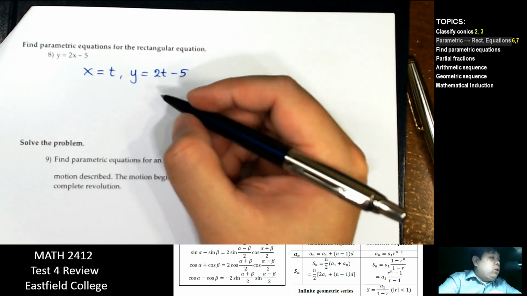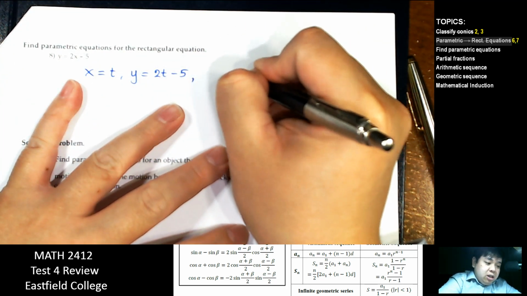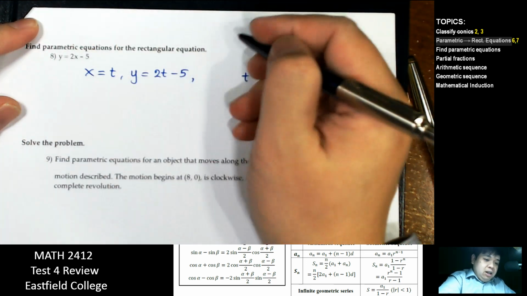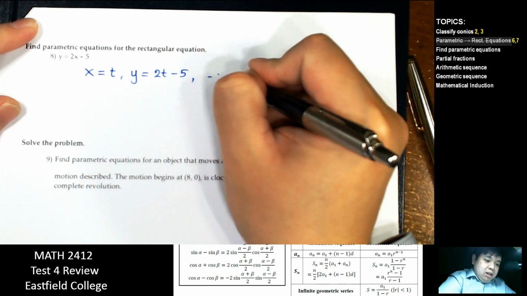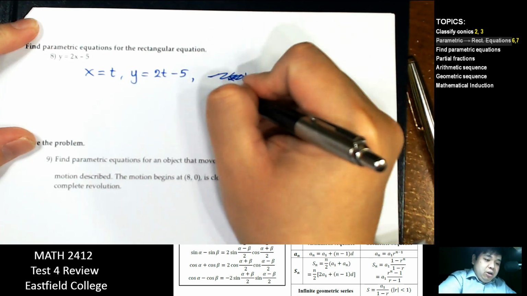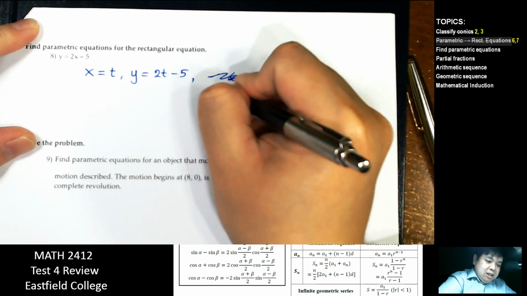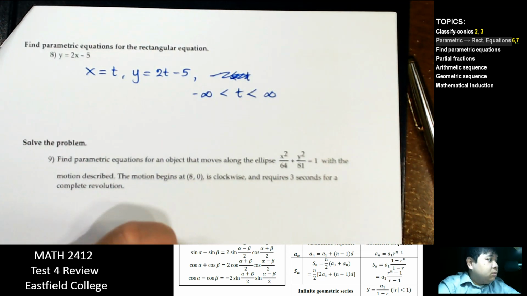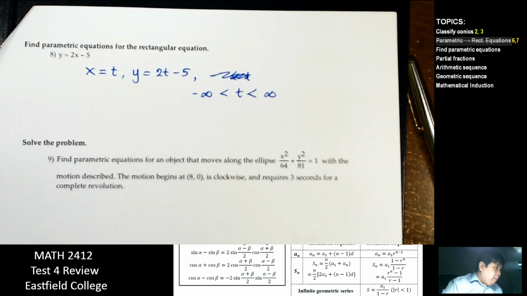The only thing we need to specify is the domain for t. So since we do not have anything here, we just say t is any number. Yeah, because there's no restriction for x and y, so it should be that.